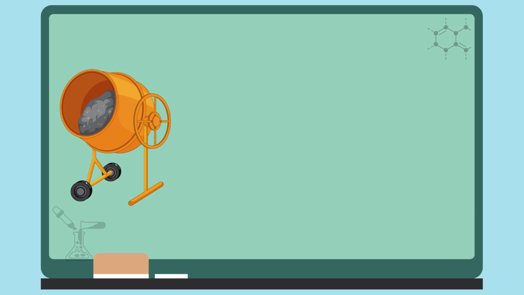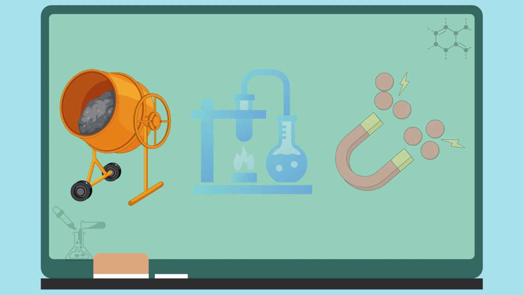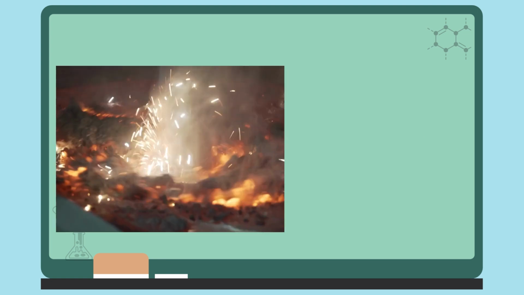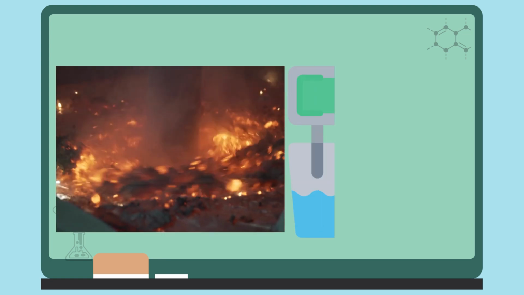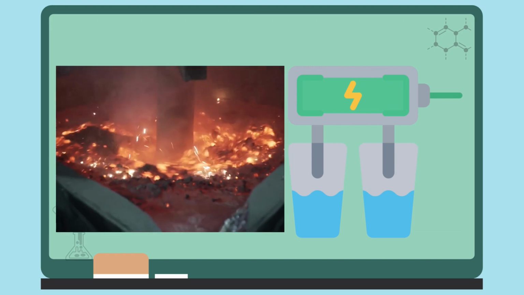In order to separate the components of a mixture, one only needs to take help of physical processes such as filtration, distillation, or even magnetic separation. For compounds, however, chemical processes such as thermal decomposition or electrolysis are required to break it down into simpler substances or compounds.